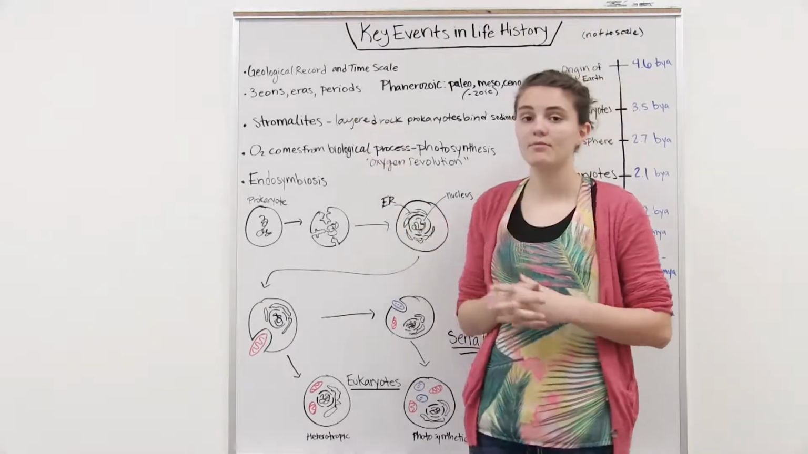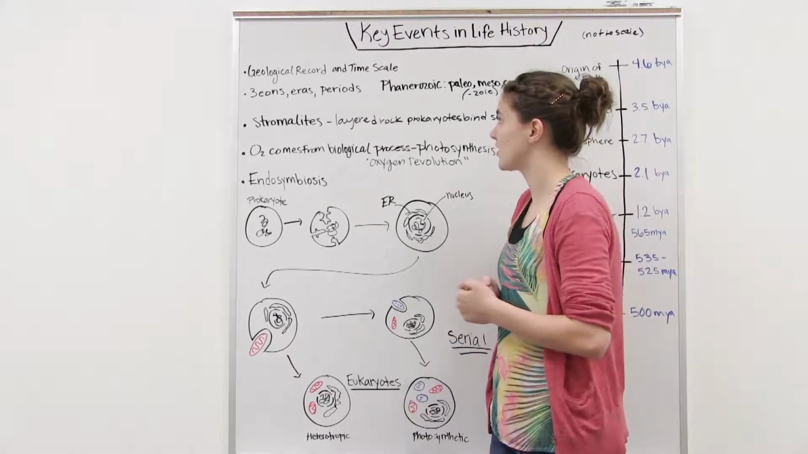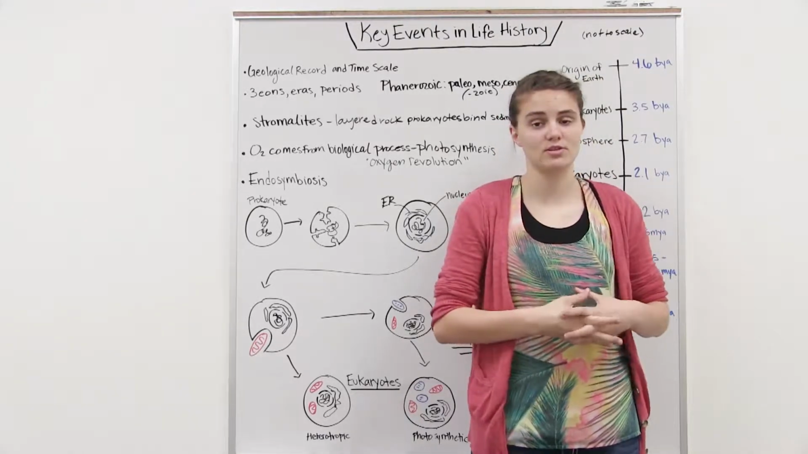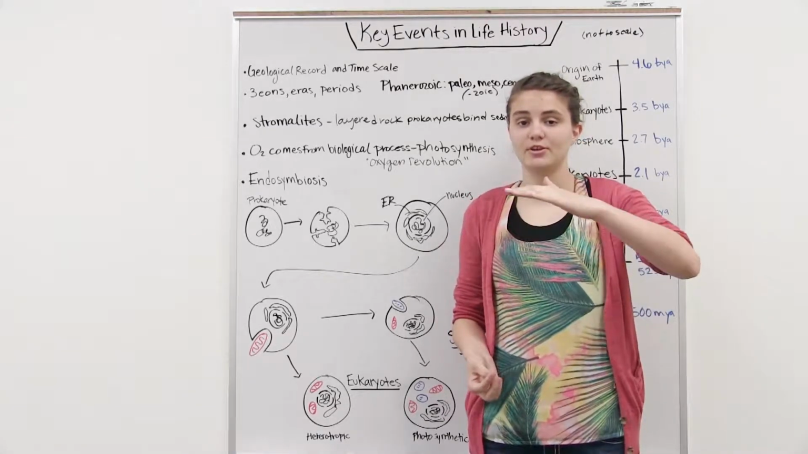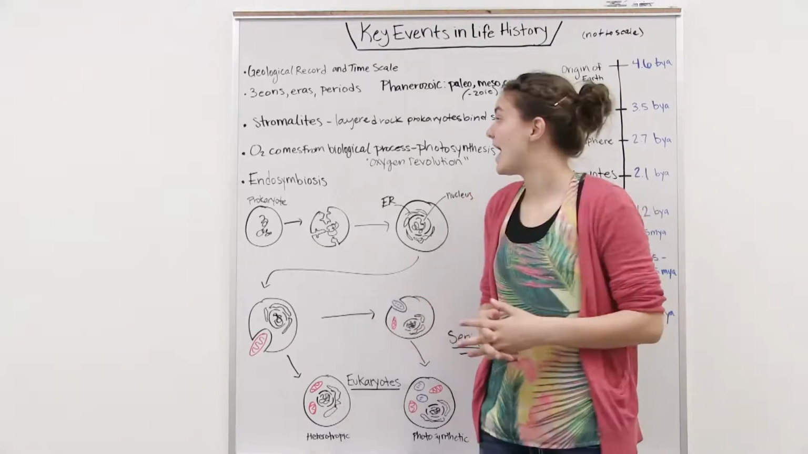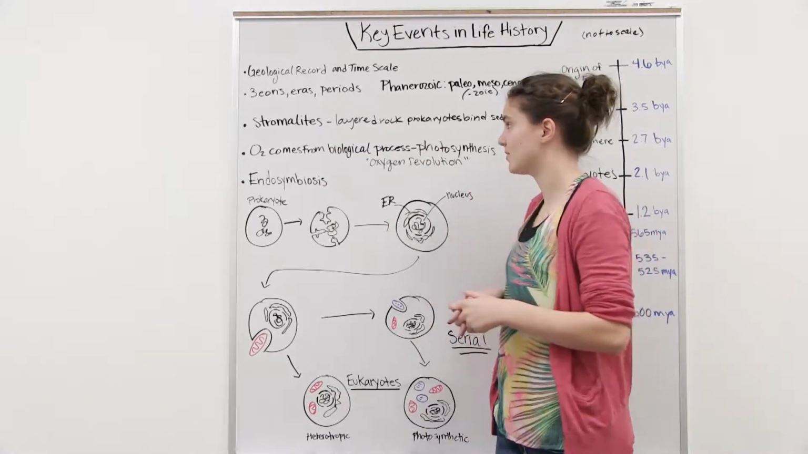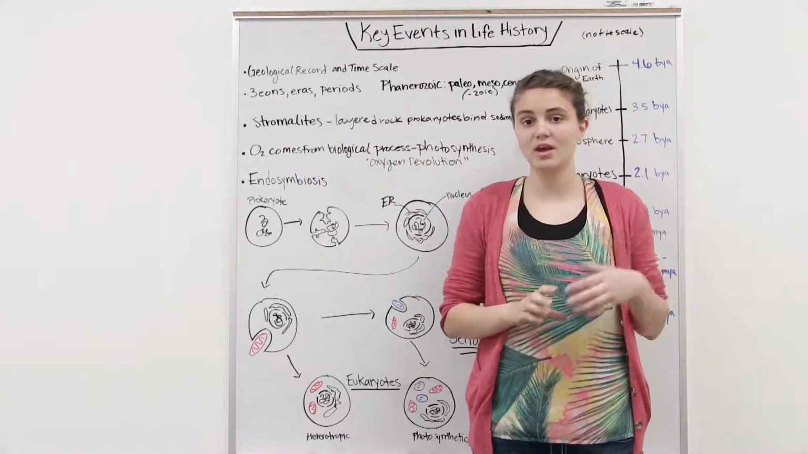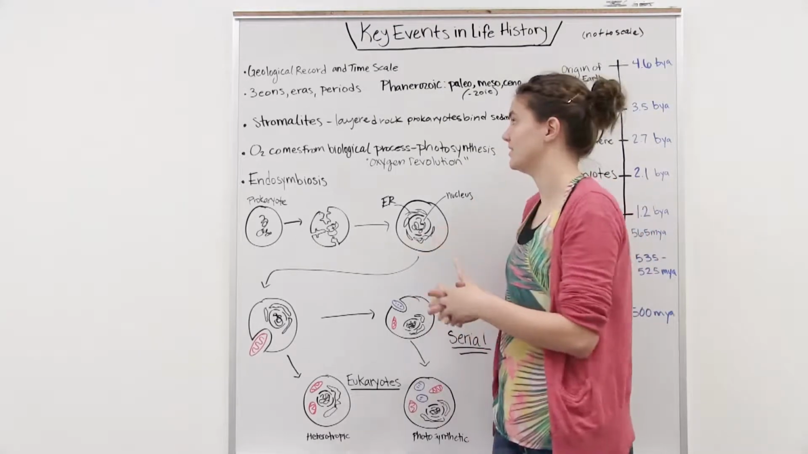So to start off, the fossil record is used. Scientists have used it to create a geological record, otherwise known as the geological timescale. It's just a classification of different time periods throughout the history of life. It's made up of eons, eras, and periods. There are 3 eons. Eons are divided into eras, and then eras are further divided into periods.